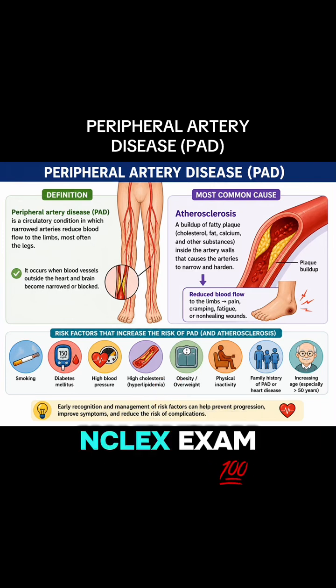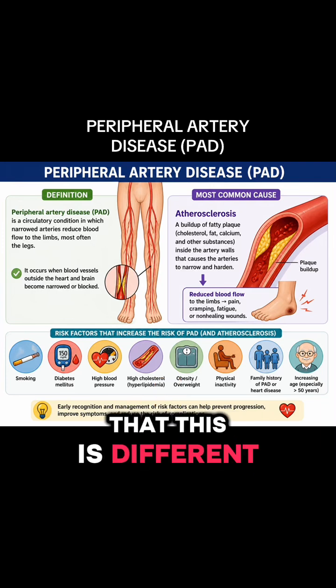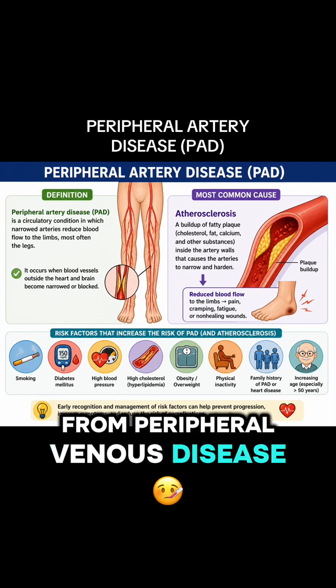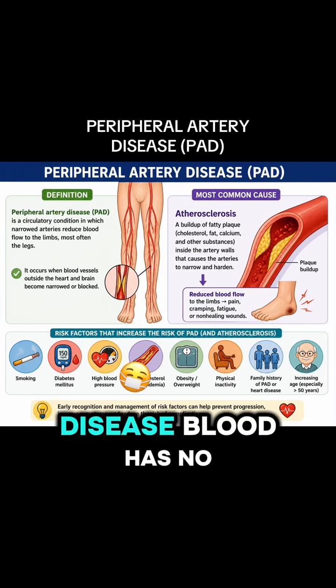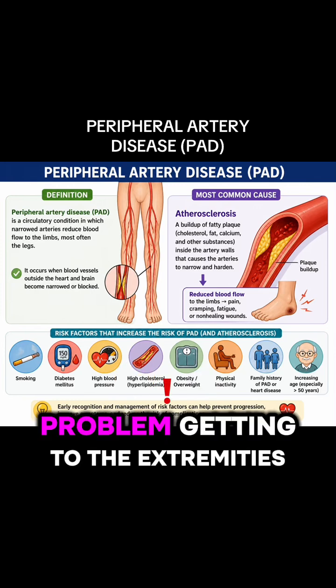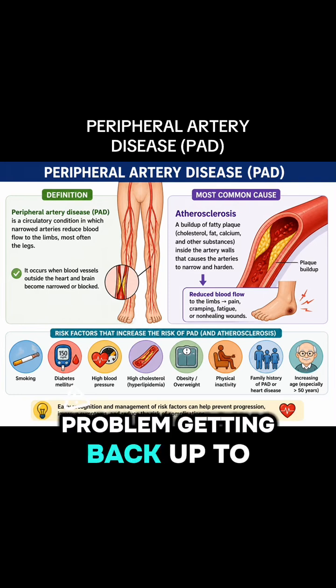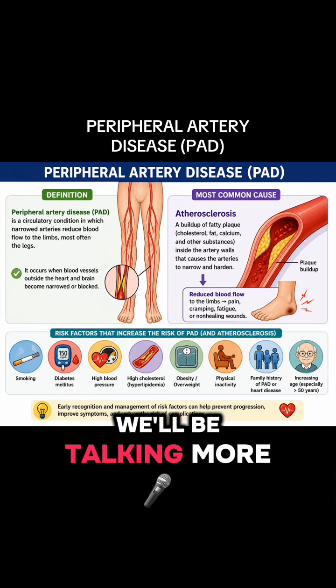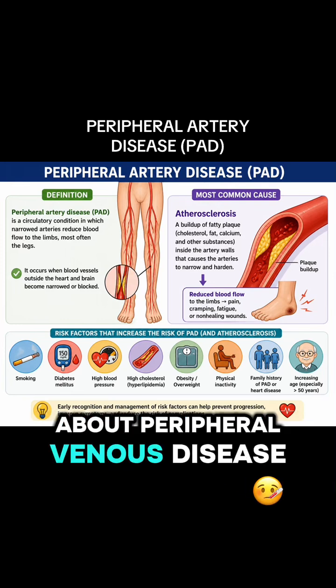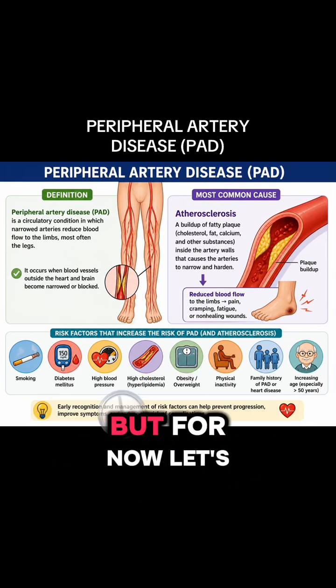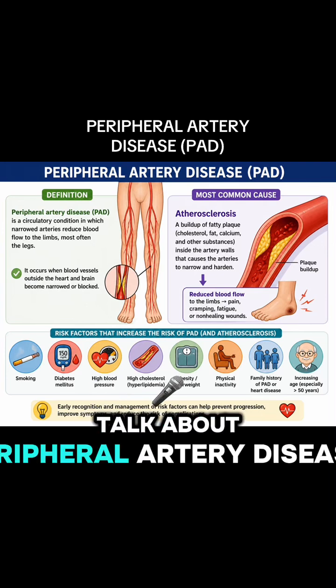Take note for your NCLEX exam that this is different from peripheral venous disease. In peripheral venous disease, blood has no problem getting to the extremities, but rather it has a problem getting back up to the heart. We'll be talking more about peripheral venous disease in our next video. But for now, let's talk about peripheral artery disease.